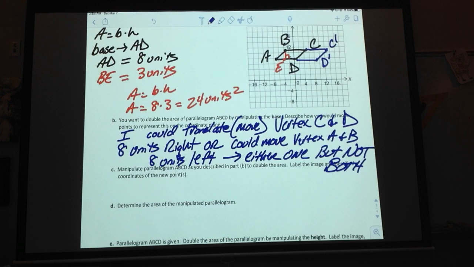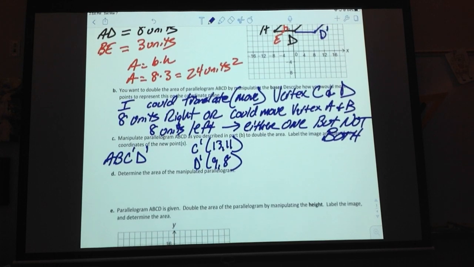So I said that I moved C prime out to 13, 11. And I moved D prime out to 9, 8. Okay? And that's what I did. And I've labeled it. So my new parallelogram right now is at A, B, C prime, D prime.